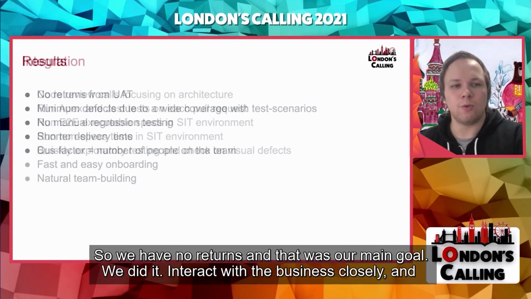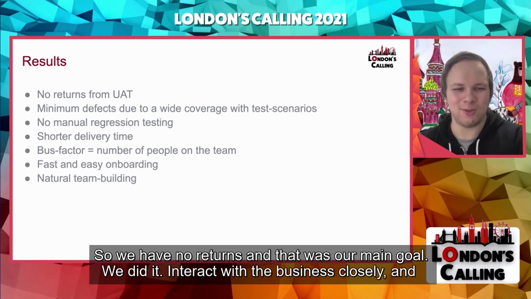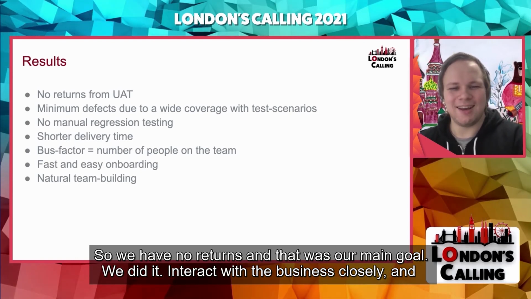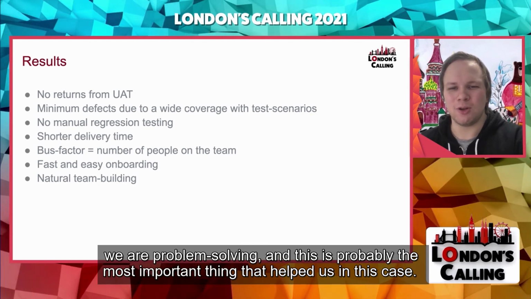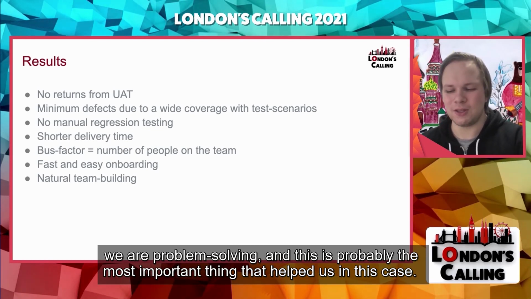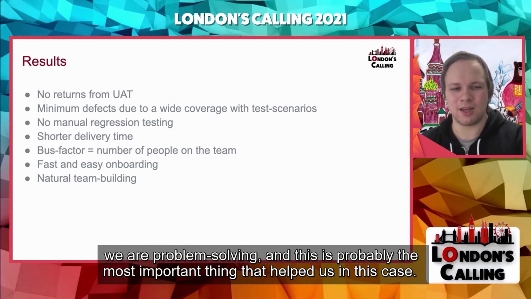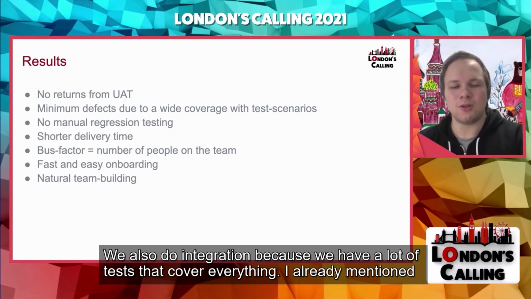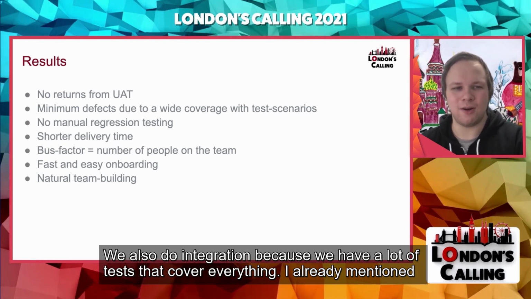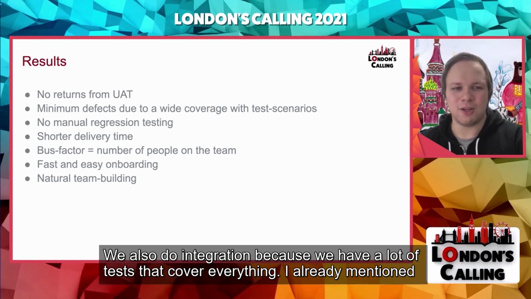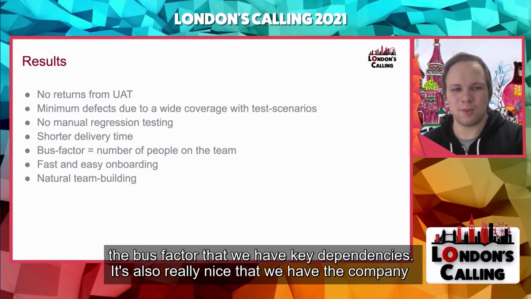So what we've achieved, we have no returns from UAT. That was our main goal, and we did it. We interact with business closely, and we have an attitude to problem solving. And this is probably the most important thing that helped us in this case. We also do no manual regression because we have a lot of tests and they cover everything. And I already mentioned the bus factor thing, that we have no key-man dependencies.